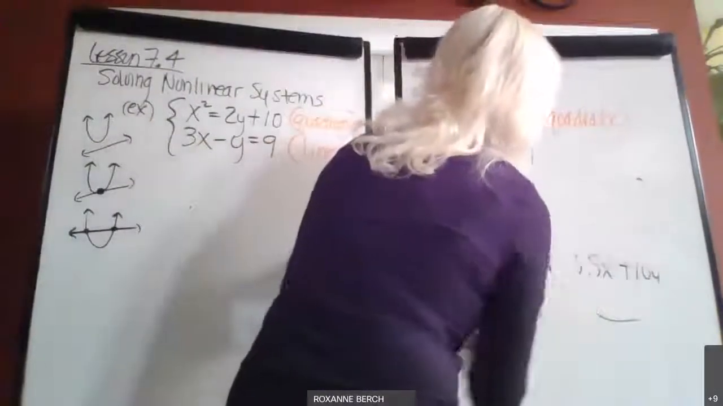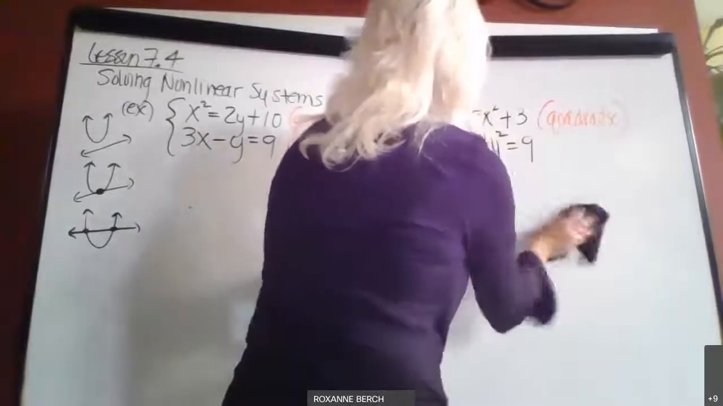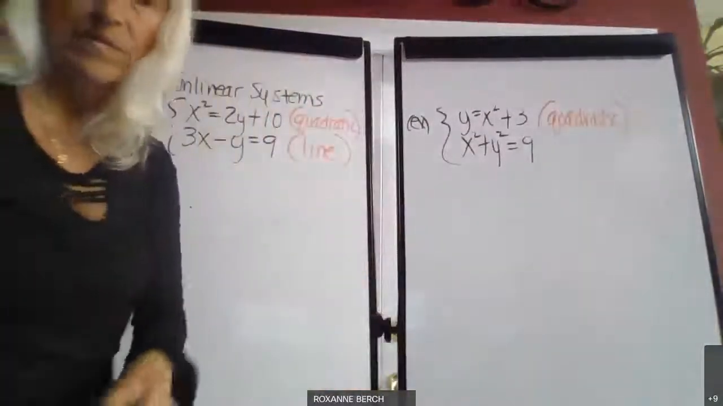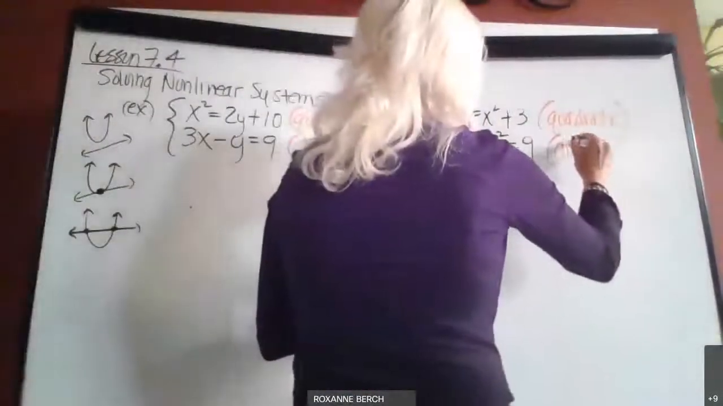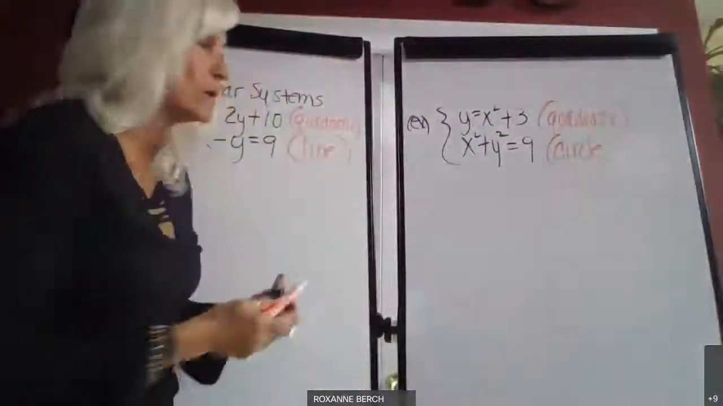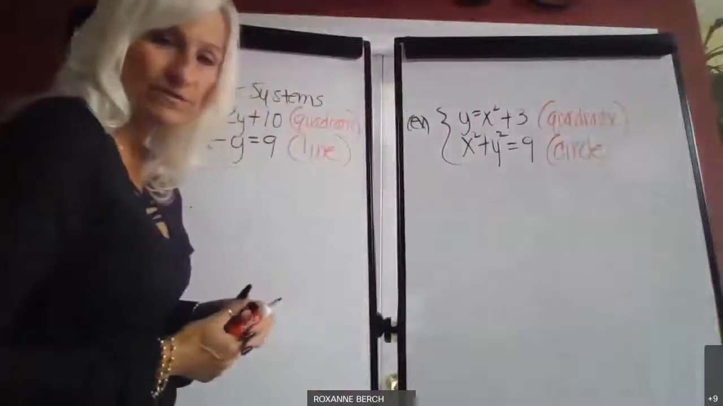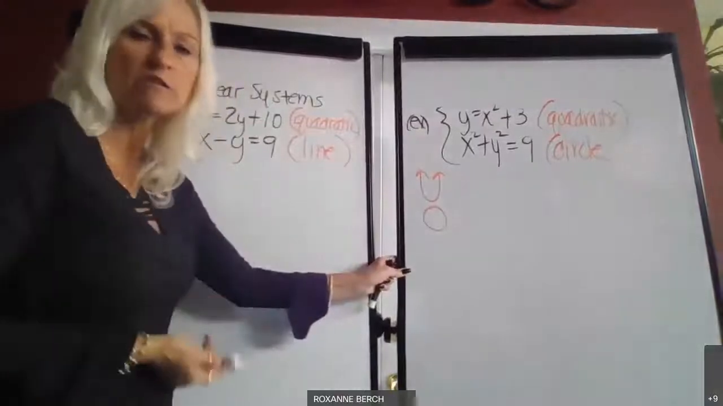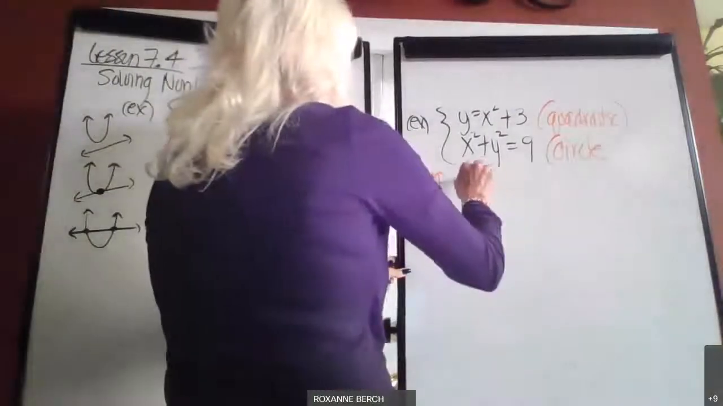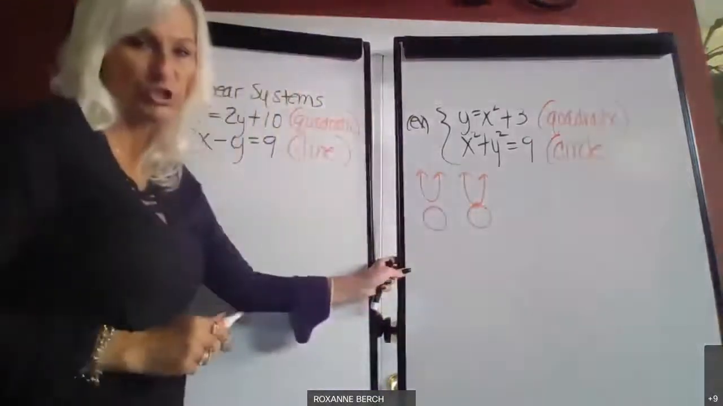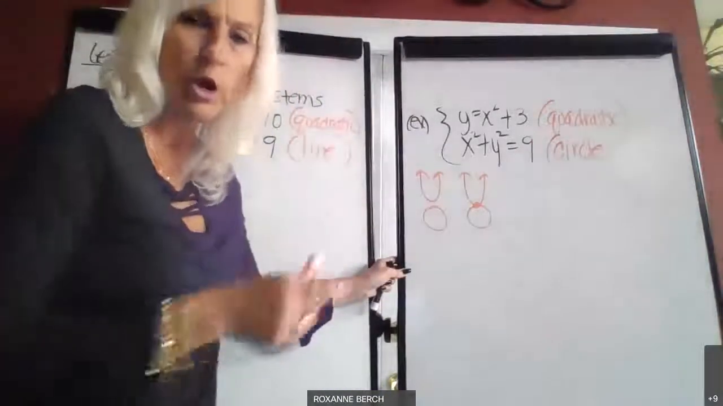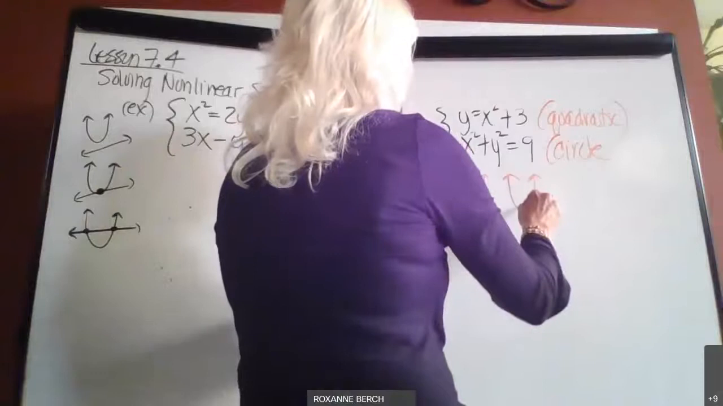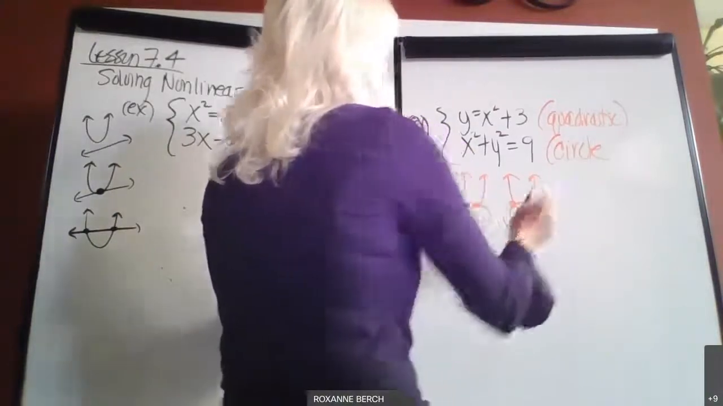So what's going on here? Well, this guy's a circle. So what can happen with a quadratic and a circle? A quadratic can miss the circle completely, no solutions. A quadratic could hit a circle once, one solution. And when I say that, I'm talking about one ordered pair. A quadratic and a circle could cross twice, two solutions.